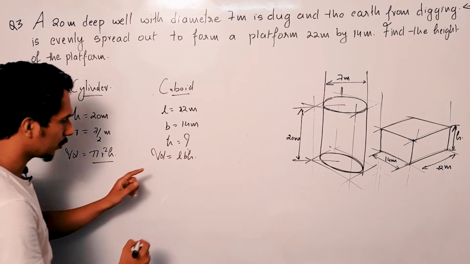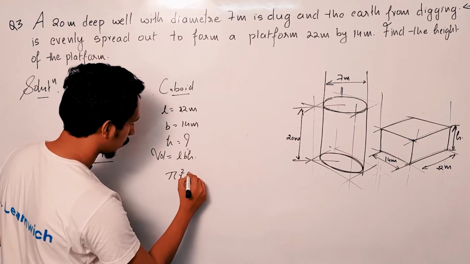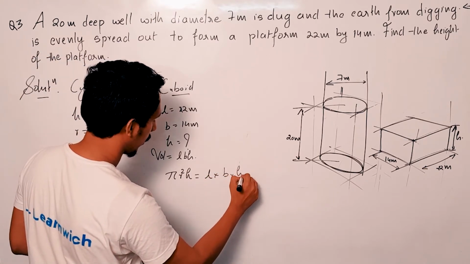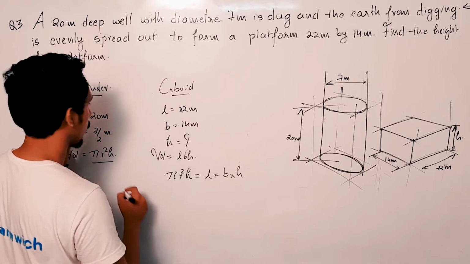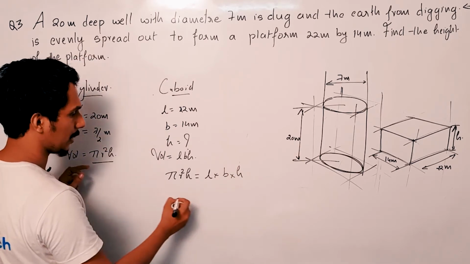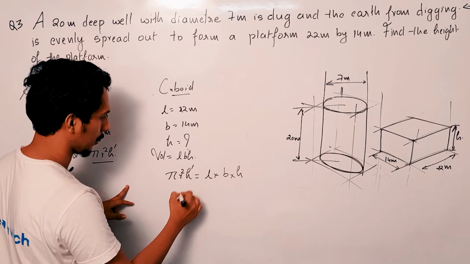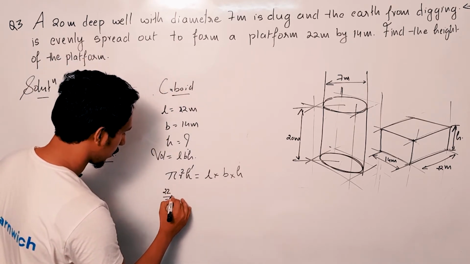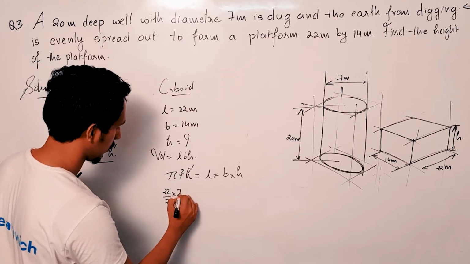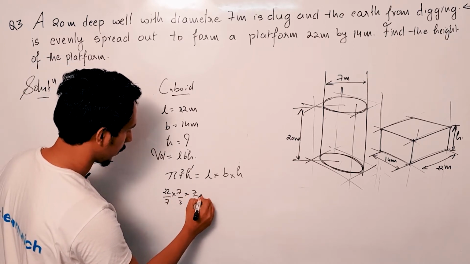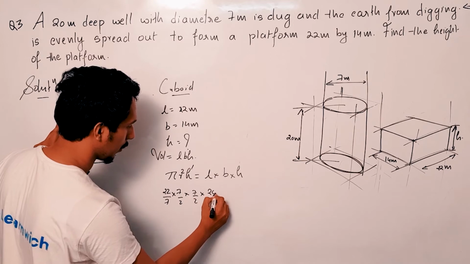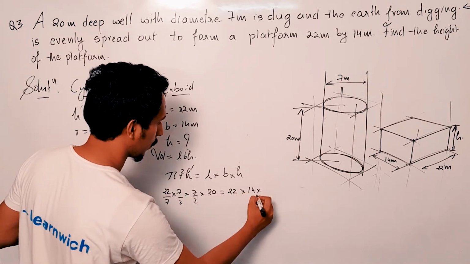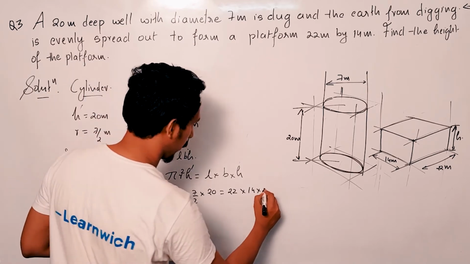So when you equate both, you have pi r square h is equal to L into B into H. Oh, here H is different, so let this be H dash. This will be H dash. Okay. Now substitute. What do you get? You get 22 by 7 into r square is 7 by 2 into 7 by 2 into height is 20. Here length is 22 into 14 into height, I don't know.